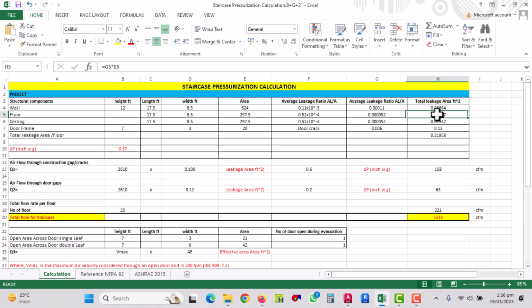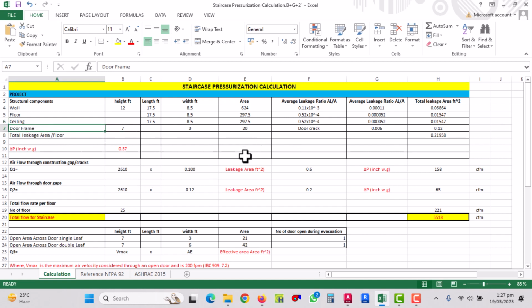So the total leakage will be calculated here. How? It multiplies the average leakage ratio with the area. So you will get the total leakage area of the floor and the total leakage area of the wall. So these two parameters are calculated. These are simple: length and width of floor, length and width of wall. So this will be calculated automatically. Same for the ceiling. The ceiling is the same as the floor. So the leakage area is 0.01547.